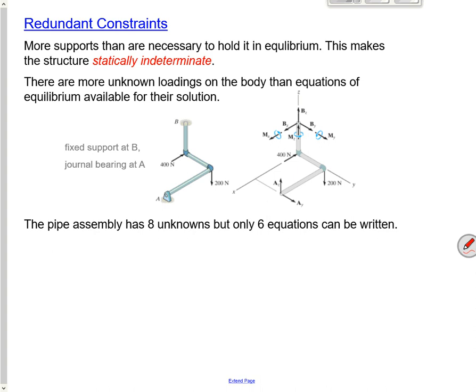Right, more supports than are necessary are called redundant constraints. That makes it statically indeterminate. There are more unknown loadings on the body than equations of equilibrium. Right, this pipe assembly has 8 unknowns, but I only have 6 equations from static equilibrium. So I can't tell what those forces are going to be. That doesn't mean it's a bad thing. I just can't calculate them.